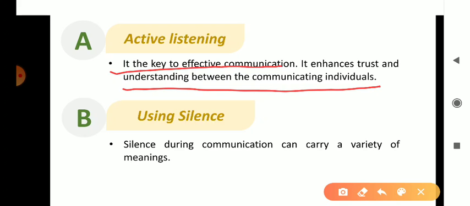Okay, then the next one is using silence. Silence during communication can carry a variety of meanings. If one person is communicating and the next person is not maintaining silence, that means the next person doesn't want to listen to you. It denotes that the next person is not interested in talking to you or having a conversation with you.